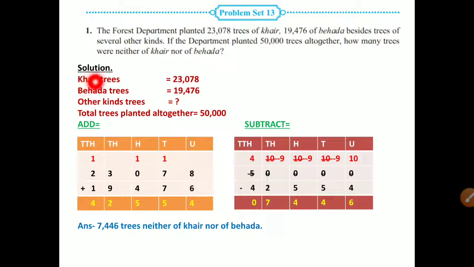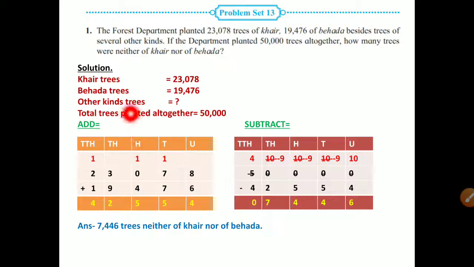See the solution. First we will write all the information given in the question. Kher trees 23,078, behada trees 19,476, other kind trees we will find out. So we will put question mark. Total trees planted altogether is 50,000.